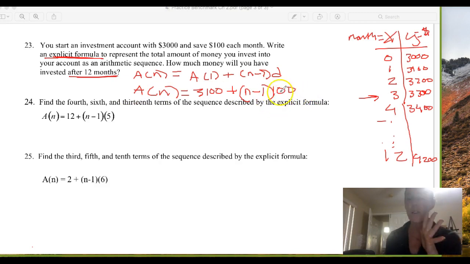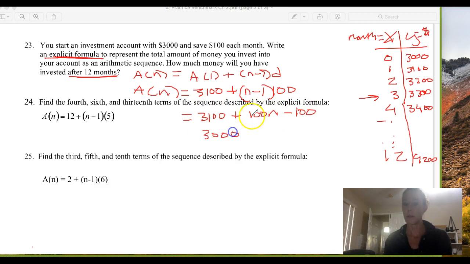If you want to simplify, you would multiply 100 times n and 100 times 1, and it would look like this. 3,100 plus 100 times n is 100n, and 100 times 1 is minus 100. Now simplify this. 3,100 minus 100 is 3,000 plus 100n. Okay, that is your arithmetic sequence.